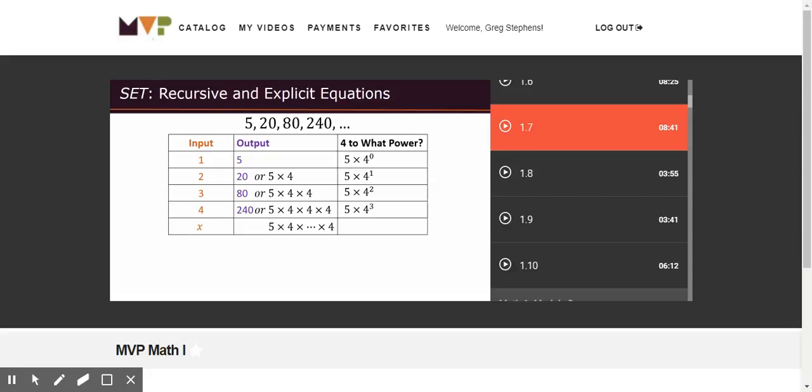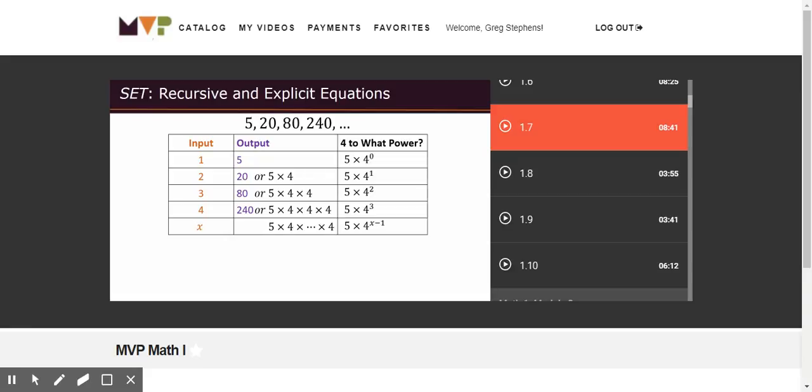The explicit equation is going to contain a 4 raised to a power. Can you see a pattern in the number of times 4 is multiplied at each step? Once again, you want to relate the step number to the number of times 4 is multiplied. The exponent seems to be always 1 less than the step number, or x minus 1. Then the output number is y equals 5 times 4 to the x minus 1 power.